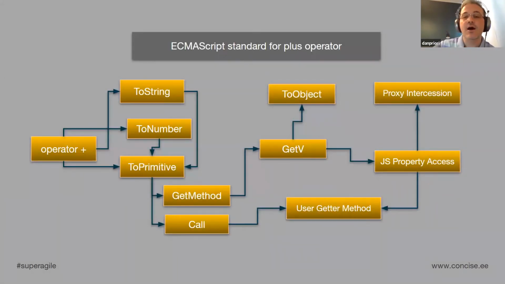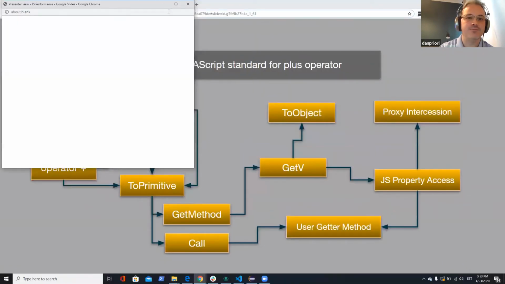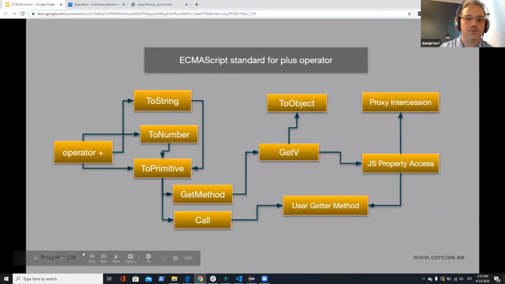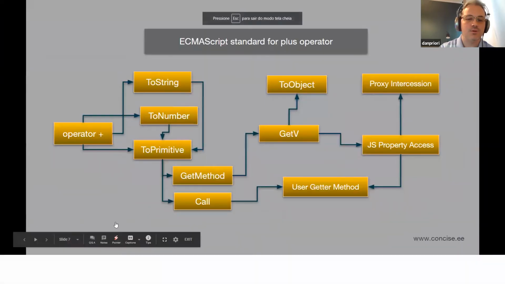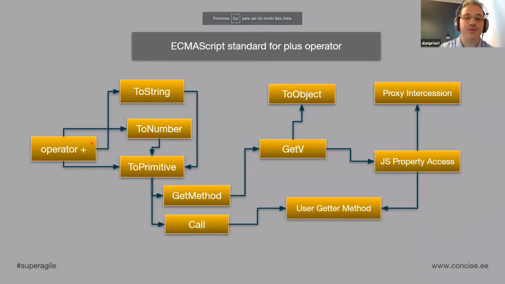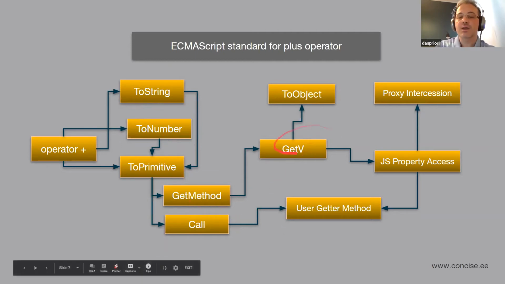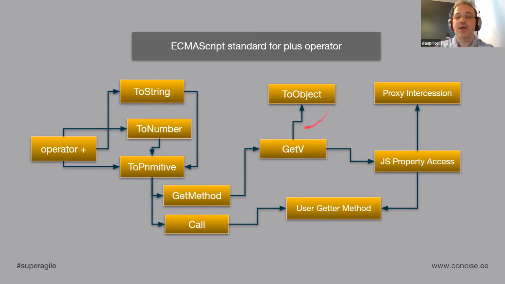Here we can see how the process works when we trigger the plus operator. Okay. So first we have the plus operator, but before it is compiled to machine code, it tries to check if it is a string, if it's a number, if it's a primitive, goes to some calls, does the virtualization and parses the object, and does a lot of processing before generating the machine code. So it's a long process.